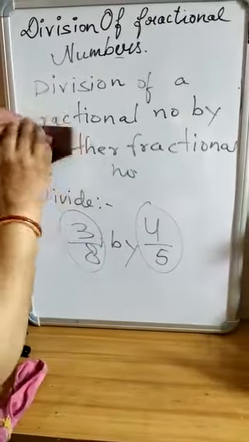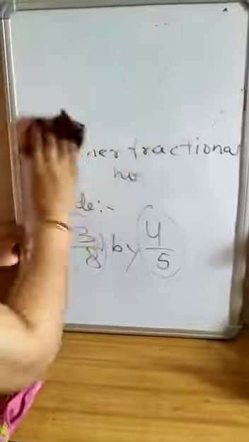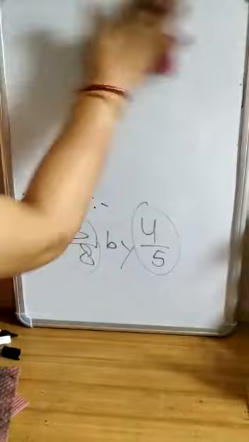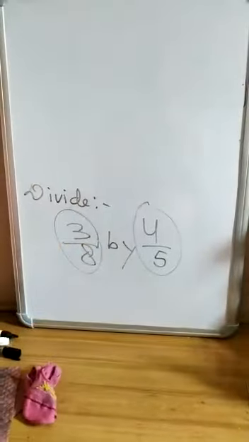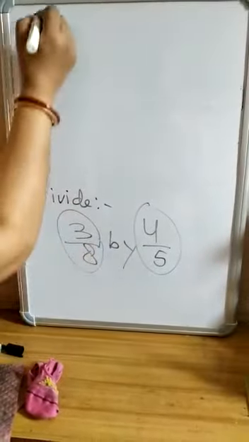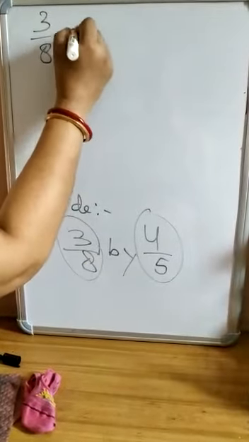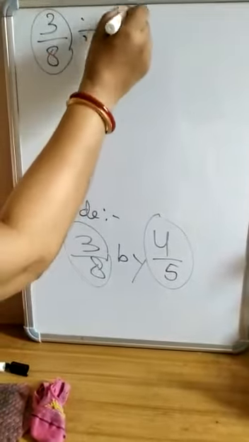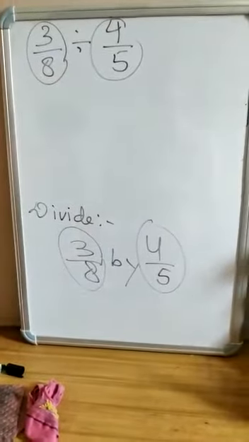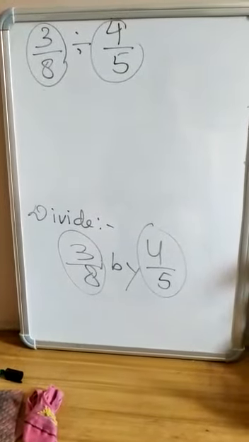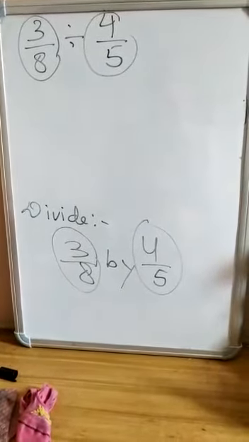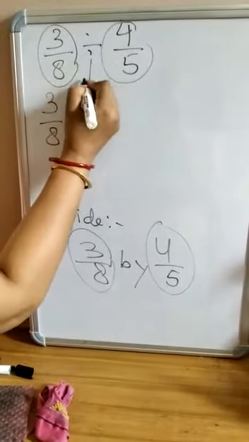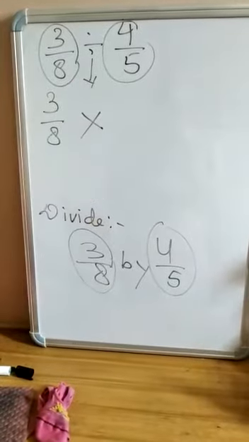Now, what is the first step? First step is we will change the sign of division into the sign of multiplication. Now here, what is the dividend? 3 by 8 is the dividend and it is divided by 4 by 5. Here 3 by 8 is the dividend and 4 by 5 is the divisor. First step, write down the dividend as it is. Now this division sign is changed to the multiplication sign.